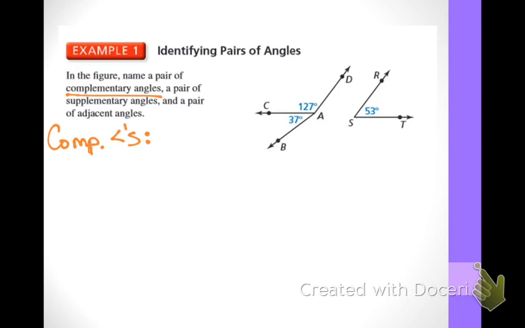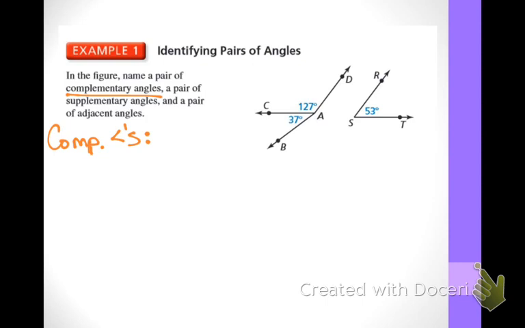You don't have to write a colon. It confused one of my classes earlier. That's how you list things or something like that. So we want complementary angles. What do complementary angles do? They add up to what? 90. They add up to 90. So we're looking for 2 angles that add up to 90.